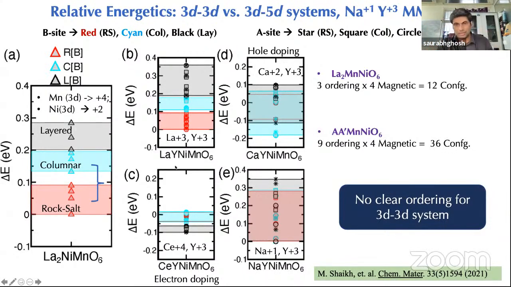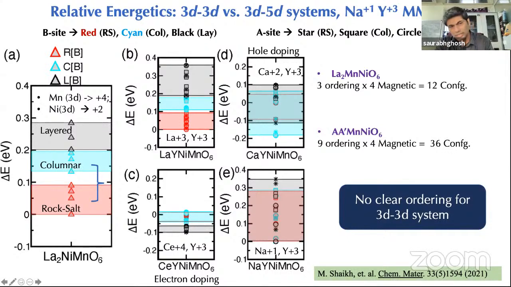Now we triggered the system. We have now started invoking the A-site cation ordering. You can see the first example, lanthanum yttrium nickel manganese O6, where lanthanum and nickel are both in the +3 charge state. You can understand that the band still remains. However, the A-sites are not giving a clear ordering.